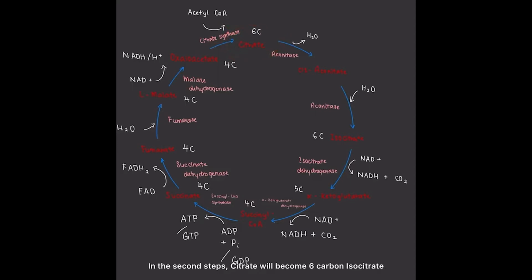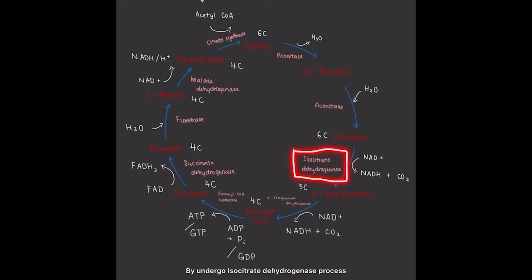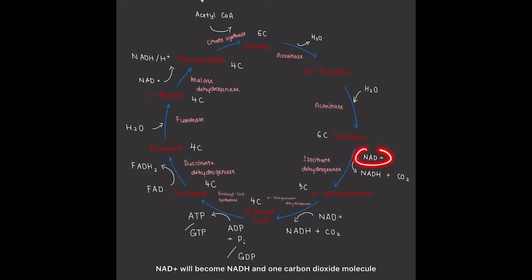In the second step, citrate will become 6-carbon isocitrate by undergoing aconitase, through removal of water and addition of water. In the third step, 6-carbon isocitrate will become alpha-ketoglutarate by the isocitrate dehydrogenase process. This is because an oxidation occurs in this process. NAD+ will become NADH and 1 carbon dioxide molecule. That's why 6-carbon isocitrate becomes 5-carbon.